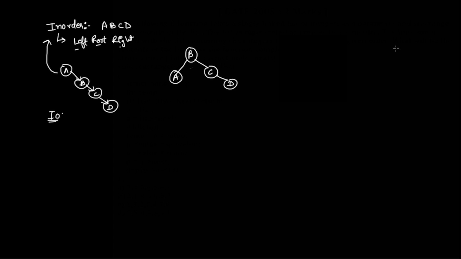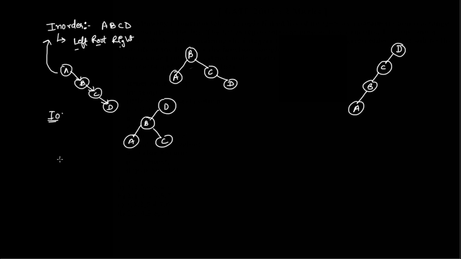Maybe we can have something like D and then C and then B and then A. If you find the in-order, it is the same, which is A, B, C, D. Let us see if any more trees are possible. We can have D, and then B, and then A, and then C. For this tree also we are getting the same in-order. So there may be a lot of trees possible with the same in-order, and I'll show you the exact number.